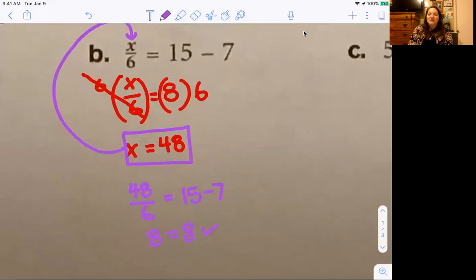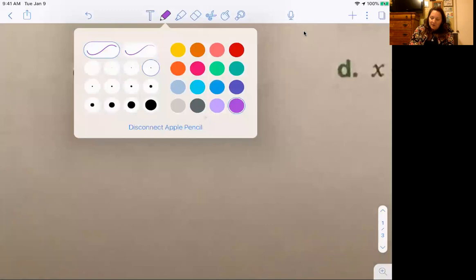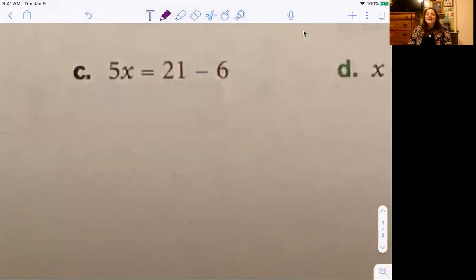Okay, challenge yourself. If you want to do C and D on your own, press pause. If you want to work with me, let's go ahead. Letter C. 5x equals 21 minus 6. Remember what I said with the previous problem. You want to work out the stuff on the side of the equation that does not have the variable, does not have the x. So 21 minus 6, what is that? That is 15.